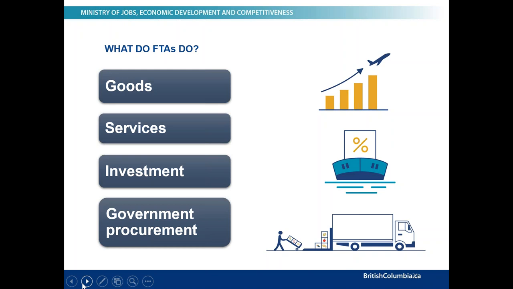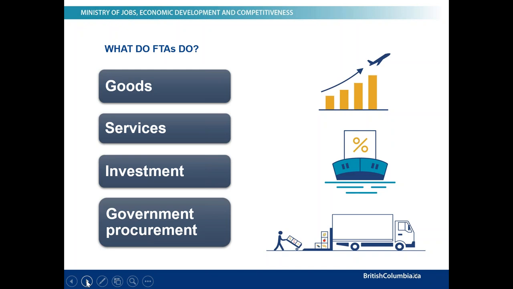Another common area is investment, which protects investors from discriminatory or arbitrary treatment in their host country. And also FTAs cover government procurement by providing greater access to FTA partners' government procuring services. So the scope of FTAs is, of course, larger than that. It also covers labor, environment, electronic commerce, dispute settlement, and other areas. But goods, services, investment, and government procurement form the backbone of a trade agreement. I will go through all these four areas in more detail later on in my presentation.